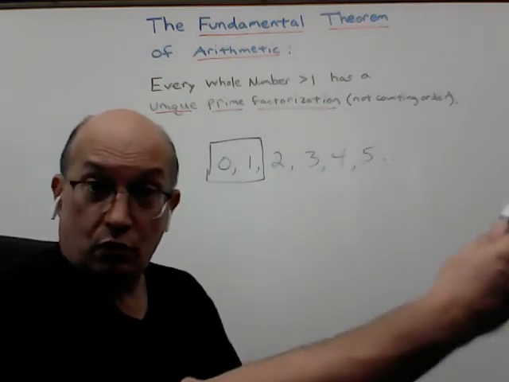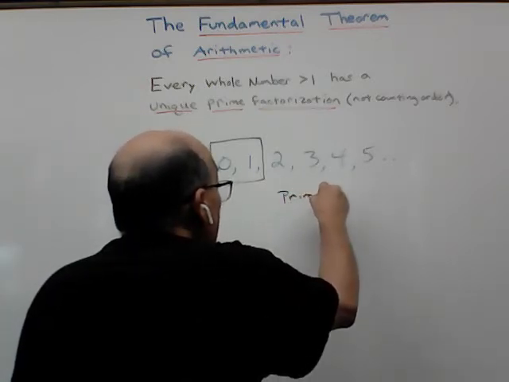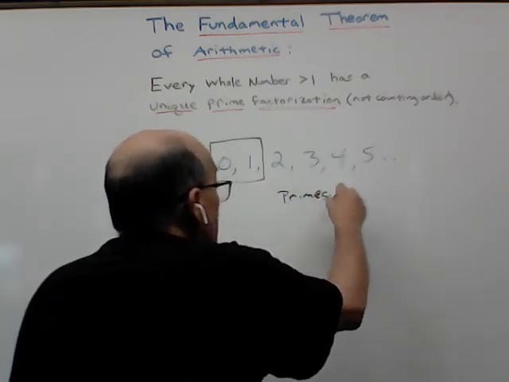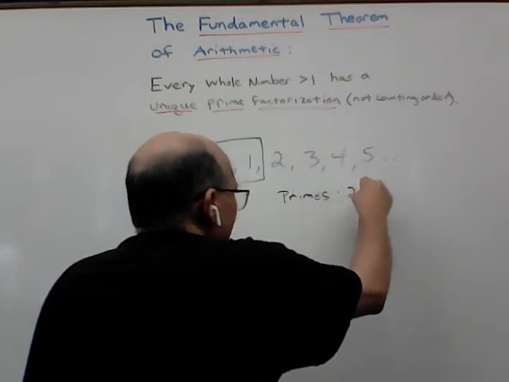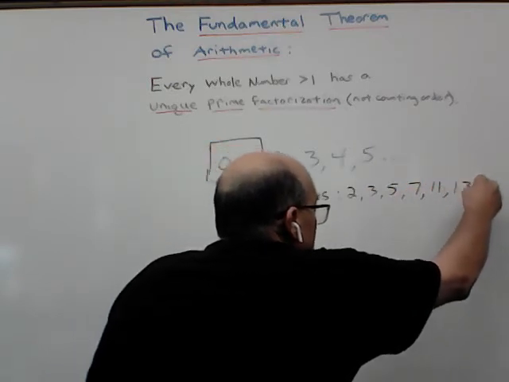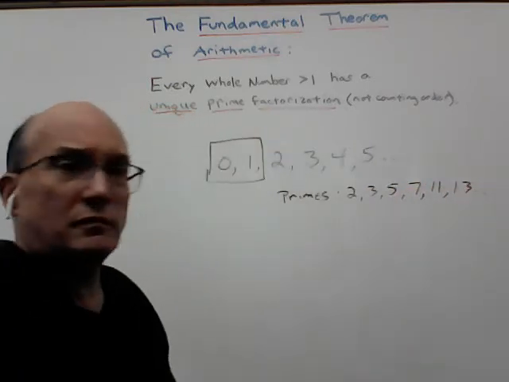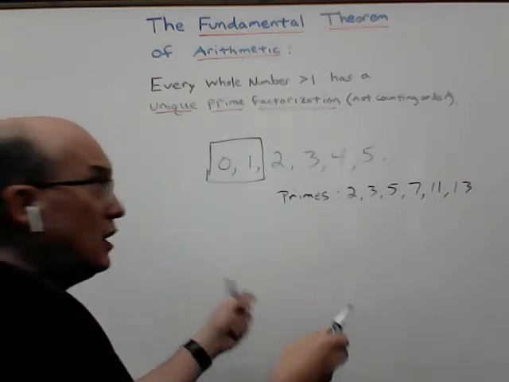And then all the rest of them, there are 2 groups other than 0 and 1. There are the primes, which of course, as we know, begin with 2 and 3 and 5 and 7 and 11 and 13, and they go on forever. Okay? And then there are the composite numbers.